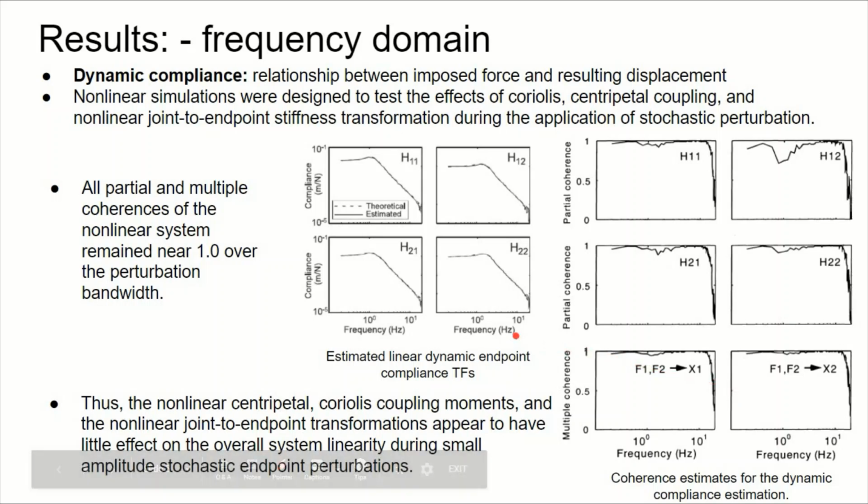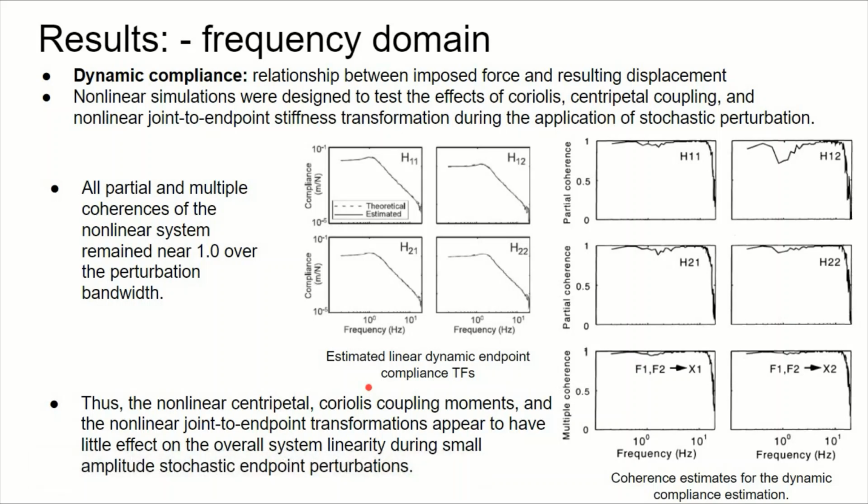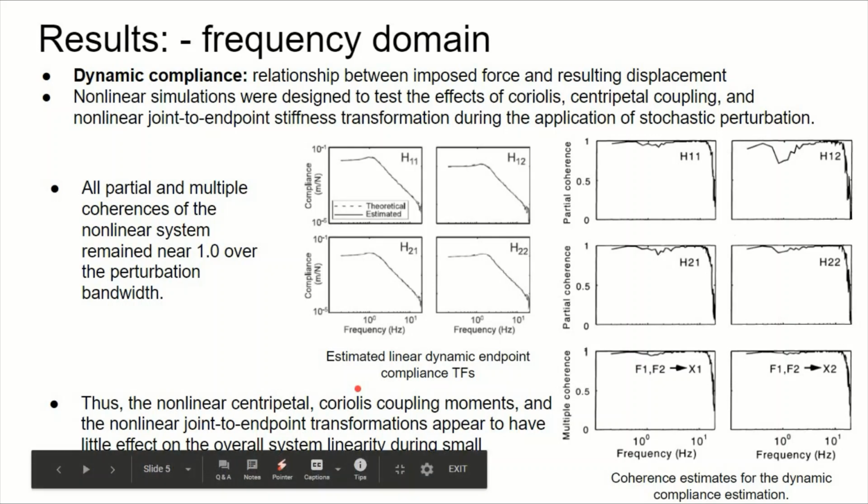So from this frequency domain analysis, they conclude that the nonlinear centripetal Coriolis coupling moments and nonlinear joint to endpoint transformation appear to have little effect on the overall system linearity during small amplitude stochastic endpoint perturbations.